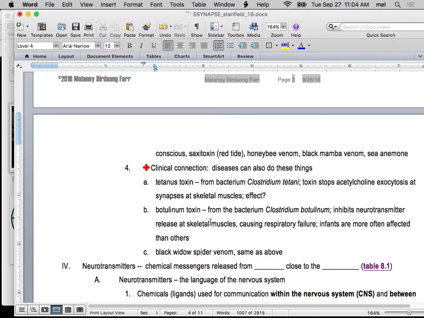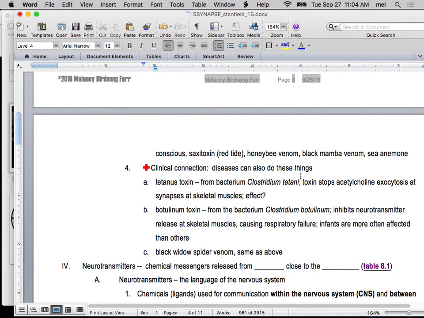Okay, so clinical connections. I'm really not a sociopath. Diseases can also do some of the same things. So let's talk about tetanus and botulism. What do tetanus and botulism have to do with this story? Both of those are primarily at neuromuscular junctions, but they do reinforce this story.